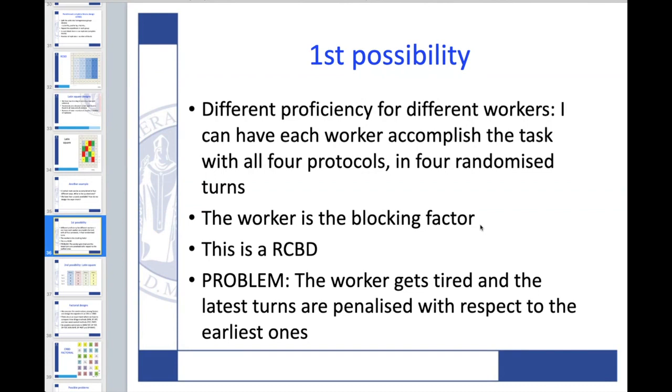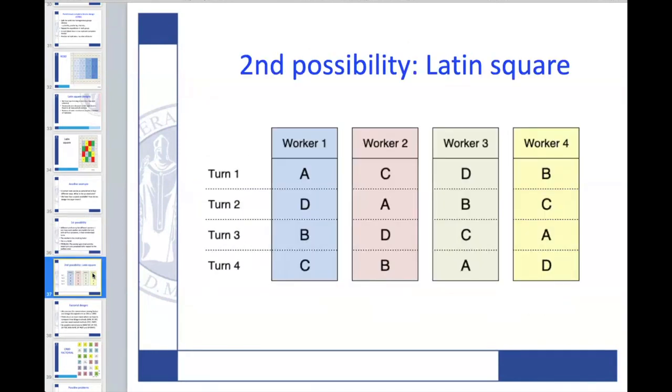I mean, if I use the protocol A in the first turn, I'm not tired and I would probably be very quick. If I use the same protocol in the last turn, I've been working with all the other 3 protocols before, and I am tired, and probably I will be slower. And in this case, the last protocol is penalized, and we need to avoid that. So what can we do? We can use a Latin square design.